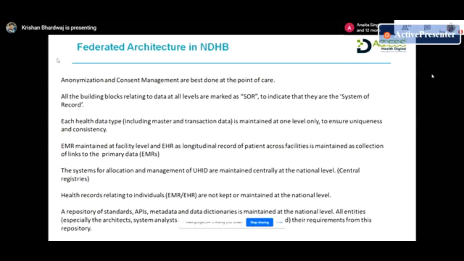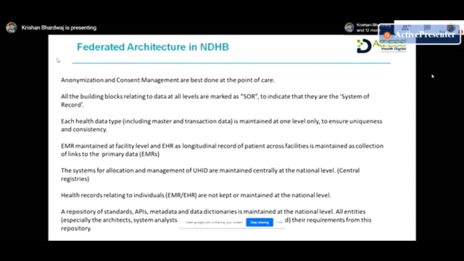People already have the masters. All applications have the master tables. But NDHP clearly says there should be a single copy of the data, which we call golden records. So basically, all the health data types, whether it is master or transaction, should be maintained at one level only. There should not be any duplication.